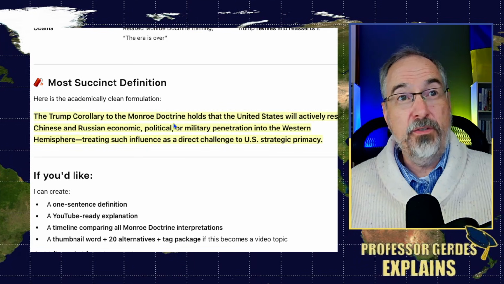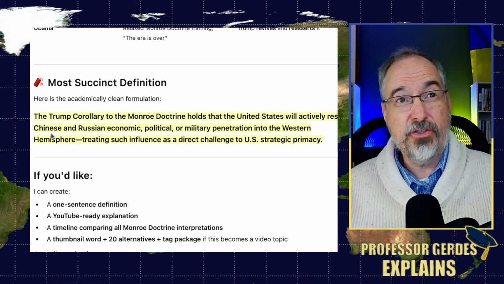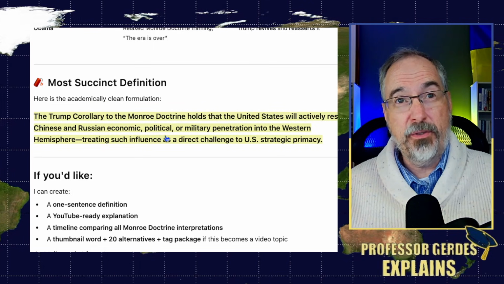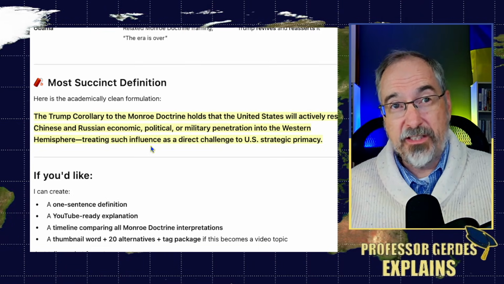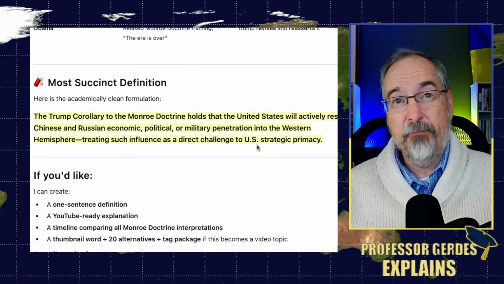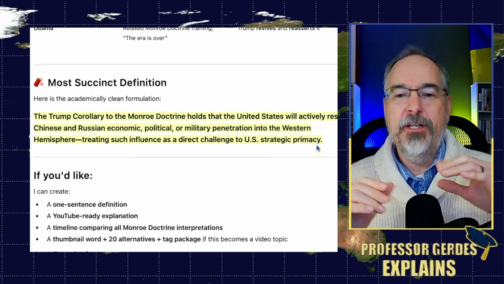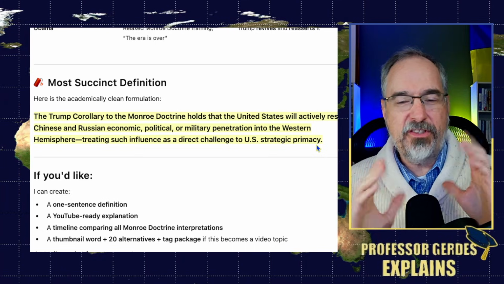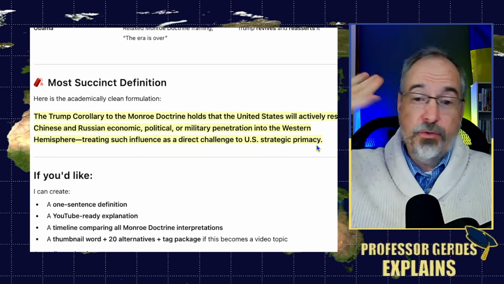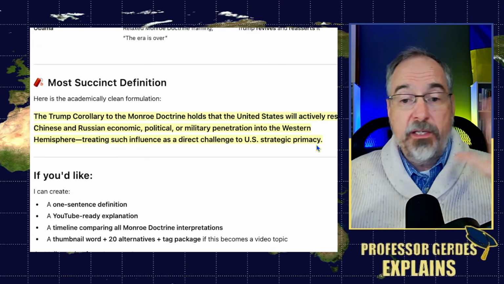Okay, so the Trump corollary to the Donroe Doctrine holds that the United States will actively resist Chinese and Russian economic, political, or military penetration into the Western Hemisphere, treating such influence as direct challenge to U.S. strategic primacy. Because a lot of this is shaped around regions. The U.S. is going to play in its Western Hemisphere, America's sandbox, and Russia, you play in Eurasia, and China, you play in Asia. Okay, fine. Everybody's happy.